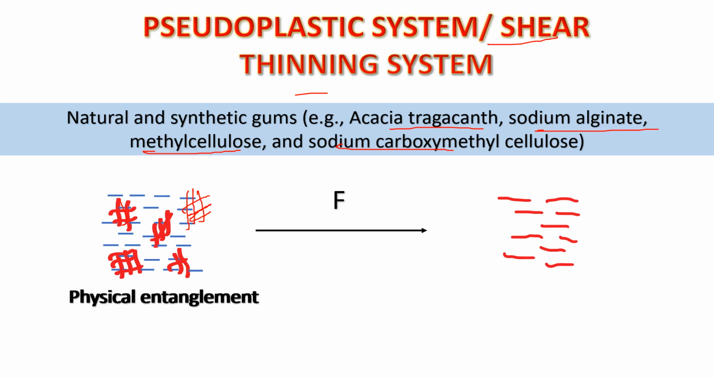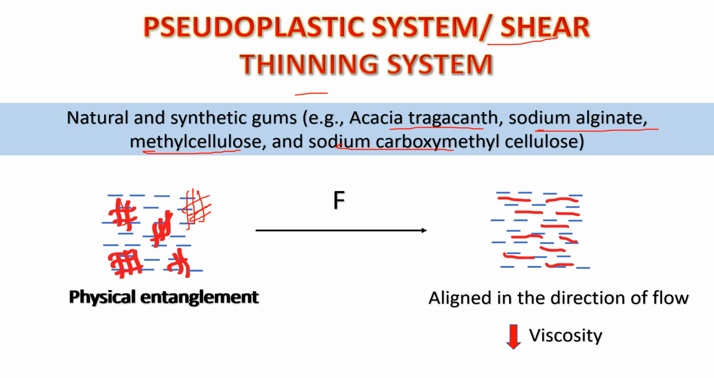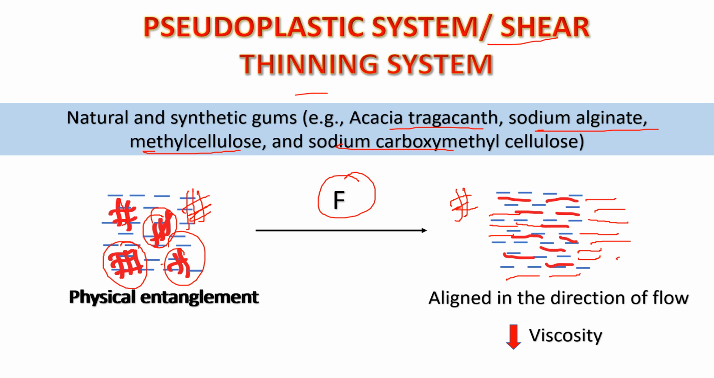But when you apply that force, what will happen is that they will get aligned in the direction of the flow. Earlier they were like this, now they have got aligned in the direction of the flow. Yes or no? So because of that, earlier when the floccules were there, there was more viscosity. Here also, when these polymers are entangled, the viscosity is more. But when you apply the shear stress, they thin out. They release the liquid which is there in them, and that is called a decrease in viscosity. So this is a shear thinning system.